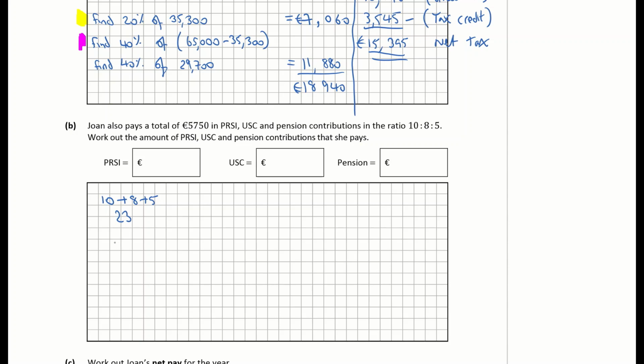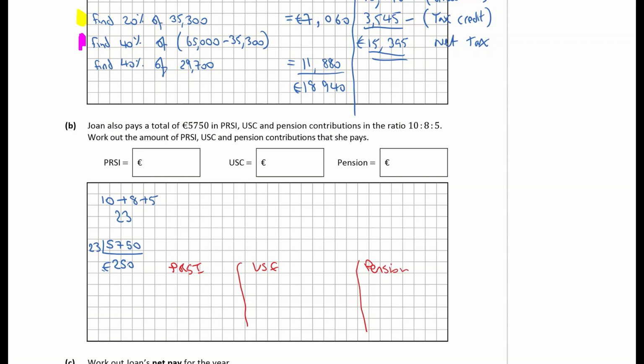I'm then going to divide the 5,750 by the 23. And that's going to get me the value of one portion. So 5,750 divided by 23 is 250 euro. So now I'm going to do all three out. I'm going to do PRSI. I'm then going to do USC. And then I'm going to do pension.